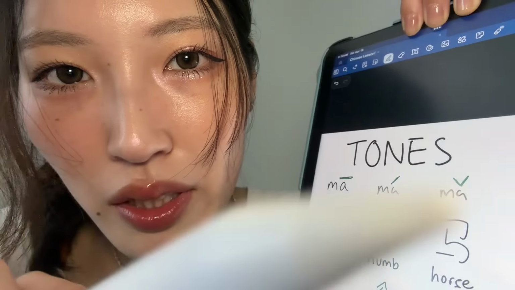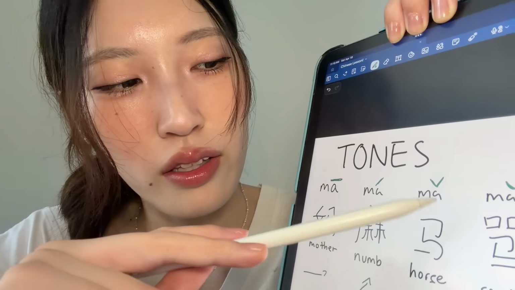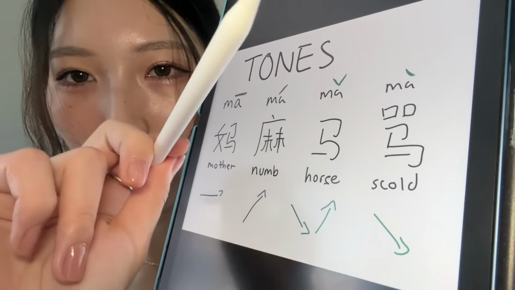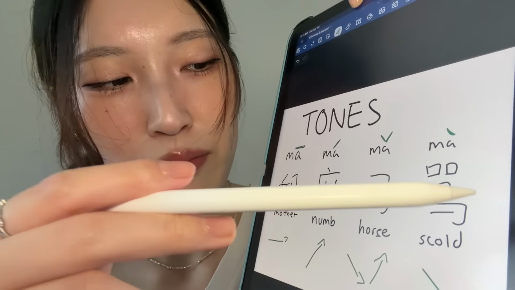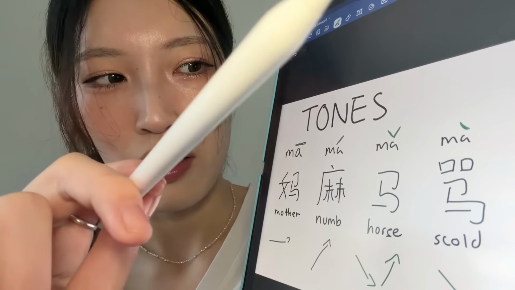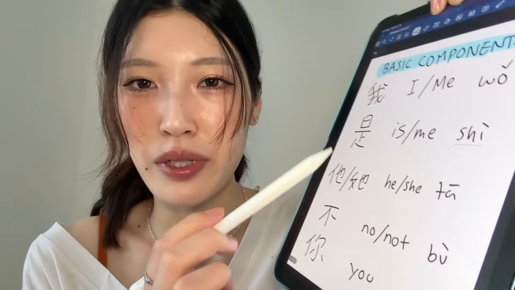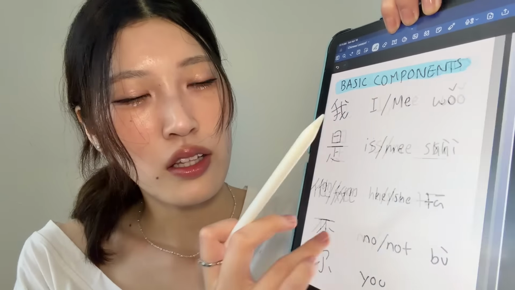Can you repeat after me? Can you just repeat that? Ma. Okay. And then there's one that goes all the way down with your pitch, so ma. Okay. That's just a very basic review. We have some basic components over here. 我是他不你. These you will kind of see in the sentences, the phrases, you can add them, and those make up a lot of things.